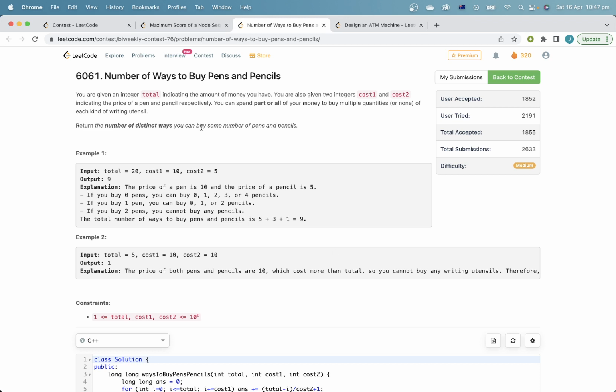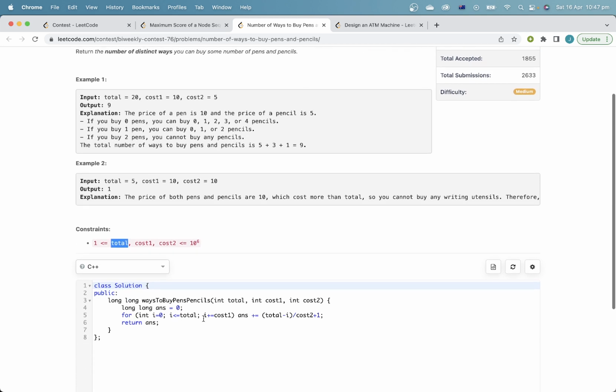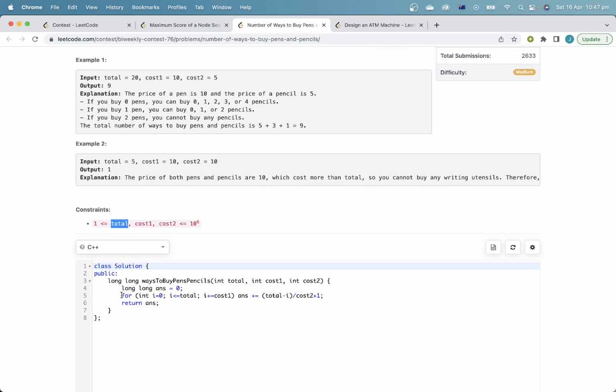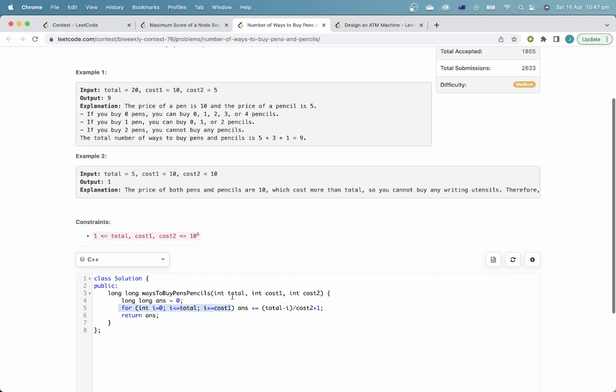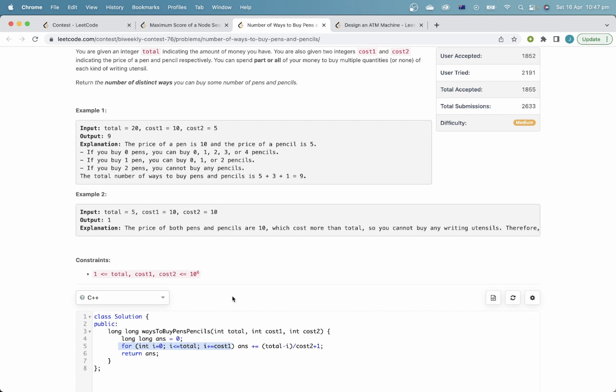Right? Then there's this question. Basically, the main idea is I can brute force over all ways to buy a pen. So there's only up to 10 to the 6 or 10 to the 6 plus 1 different number of pens I can buy. Because obviously I can't buy more than 10 to the 6 pens, because otherwise that would cost at least more than total. Which means I'm brute forcing this I variable. This I is the amount of money I'm going to spend on pens. And this loop is only going to run at most 10 to the 6 times.